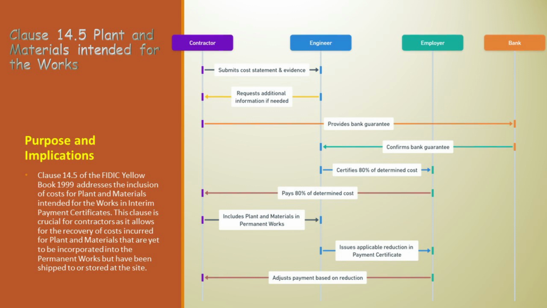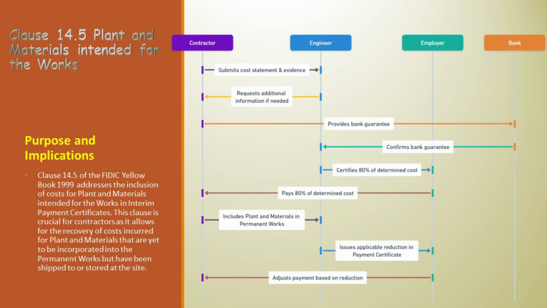The employer then proceeds to pay the certified amount, which is 80% of the determined cost, to the contractor. 6. Inclusion in permanent works. The status of plant and materials evolves. Once the plant and materials are included in the permanent works, the contractor notifies the engineer.